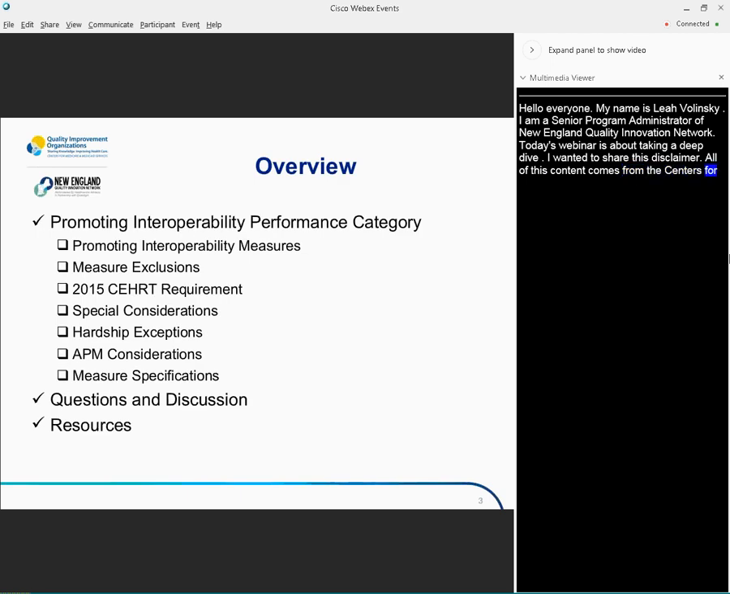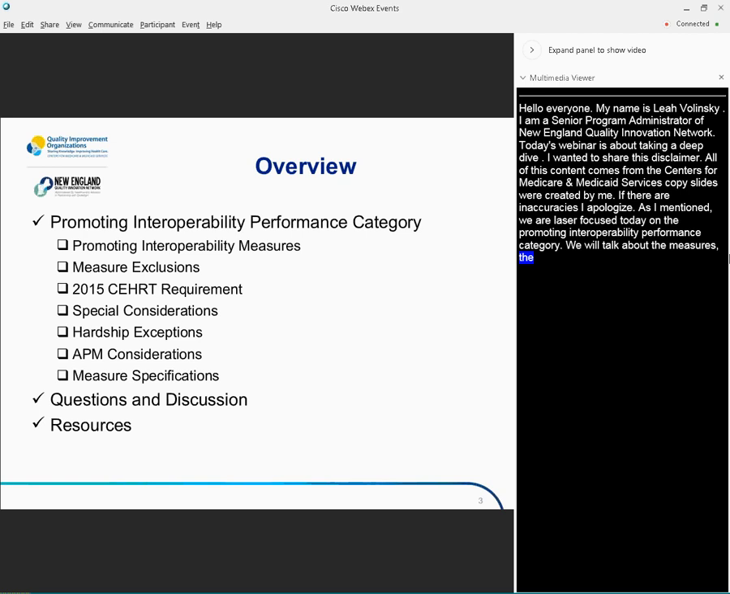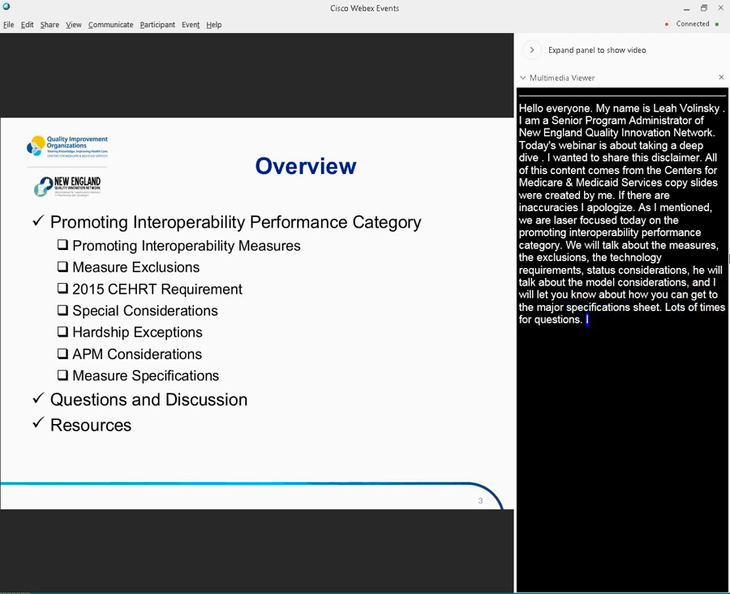Quick overview. As I mentioned, we're laser focused today on the Promoting Interoperability performance category. We'll first talk about the measures, the measure exclusions, the 2015 Certified EHR Technology Requirements, and special status considerations. We'll talk a little about the hardship, alternative payment model considerations, and I'll let you know about how you can get to the measure specifications. Lots of time for questions and discussion. I'll share some resources. And as Morgan mentioned, if you have questions throughout the presentation, please feel free to add those into the chat and make sure they go to all participants. And I will open the phone lines up at the end, and you're more than welcome to ask your questions over the phone.